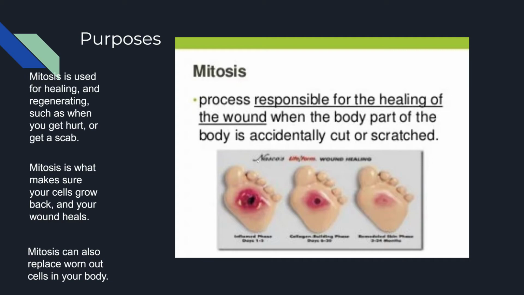Purposes. Mitosis is used for healing and regenerating, such as when you get hurt or get a scab. Mitosis is what makes sure your cells grow back and wounds heal. Basically, if you have an injury like so, mitosis will build new cells to help repair that injury.